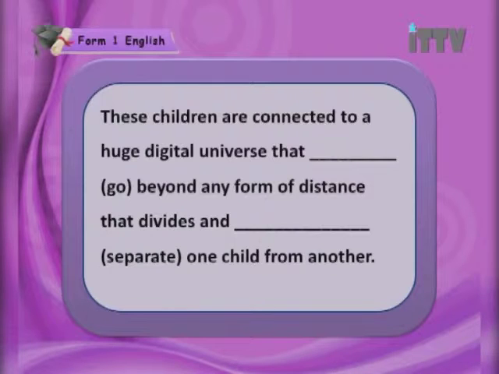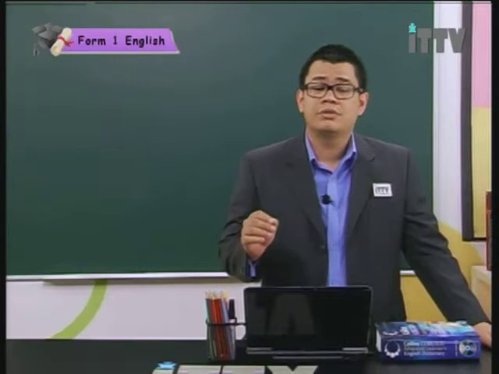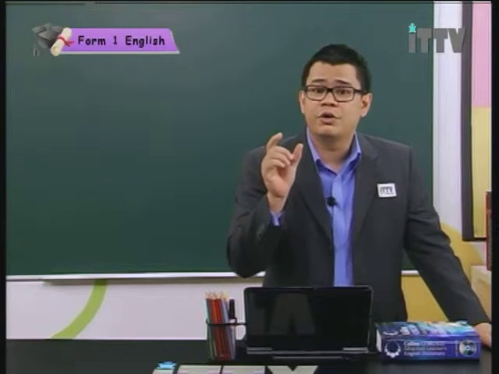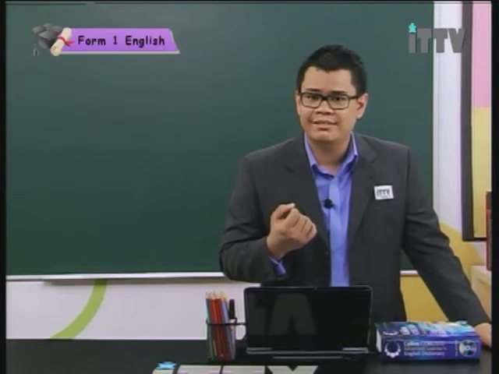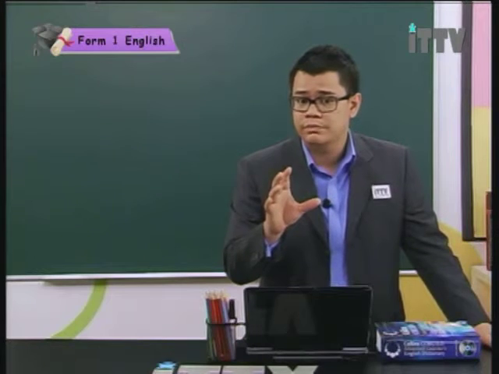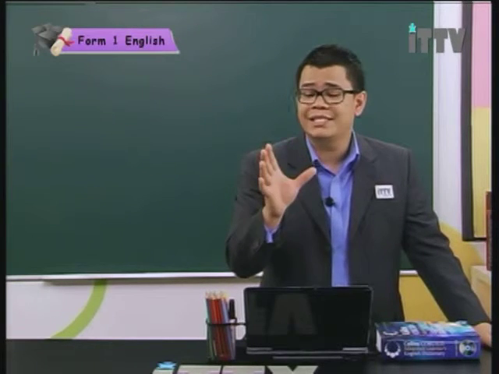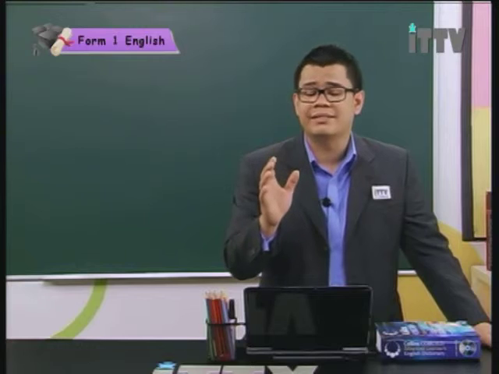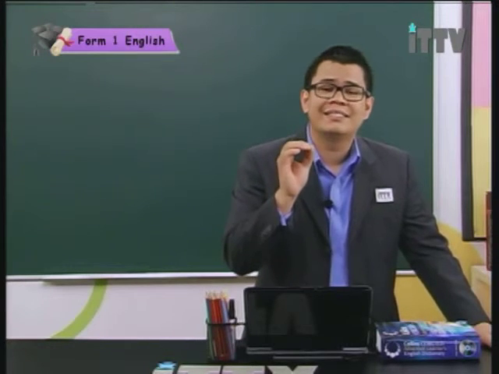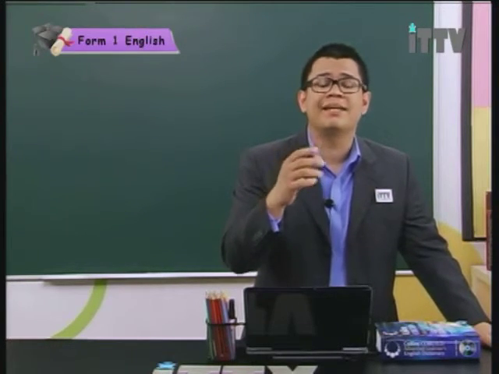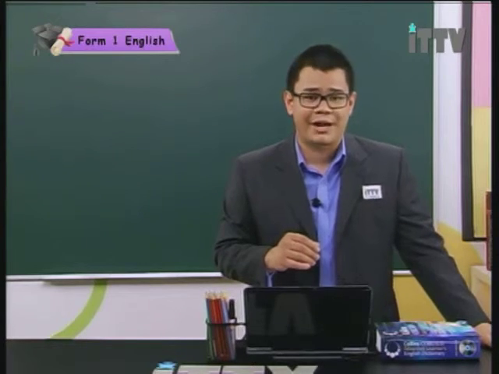These children are connected to a huge digital universe that goes beyond any form of distance that divides and separates one child from another. So, for the verb go, we have added es and it's now changed to goes. And separate, we just need to add an s and we have separates. So we have two simple present tense that have replaced both the verbs in the brackets.